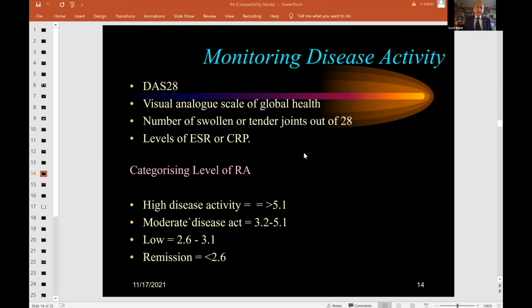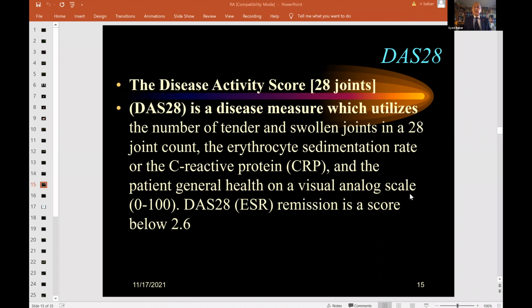So all this looks a little confusing. So let's look at exactly what the disease activity score or disability activity score is. It's a measure which utilizes the number of tender and swollen joints in a 28 joint count, plus ESR and the CRP as to how high they are, plus the patient's estimate of general health on a visual scale. And it could be from 0 to 100, although 0 to 10 is the usual one used.